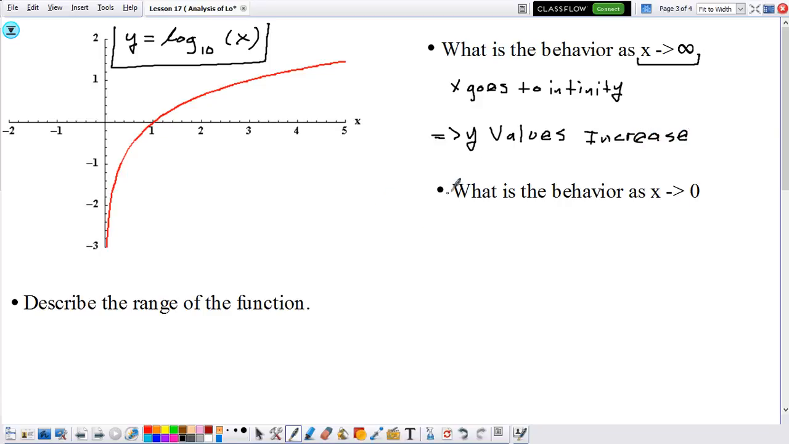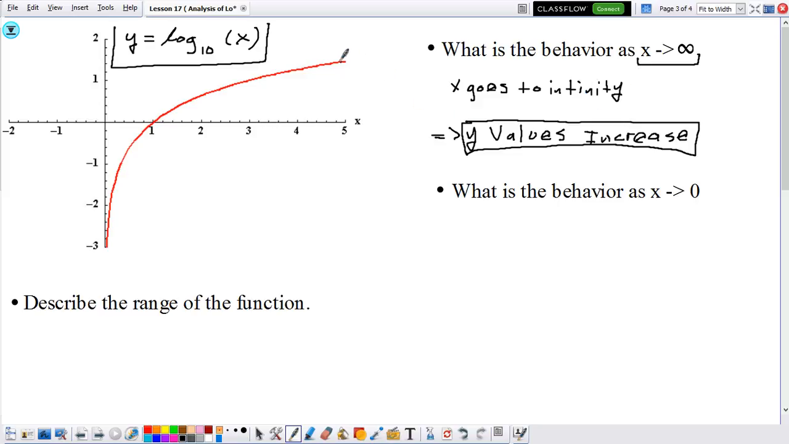So now let's look at the second property here. So this is our answer. What happens when x goes to infinity? Well, we always look at the y values for our answer here. And that means that the y values are always going to increase as x goes to infinity. Now, here it says, what is the behavior as x goes to 0? This is the opposite of the above statement here.